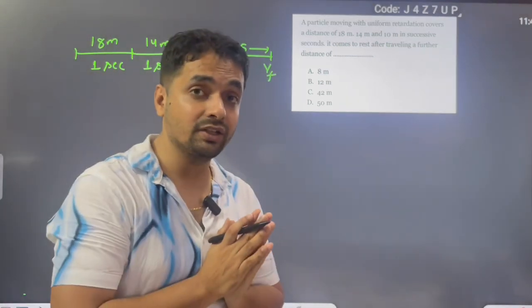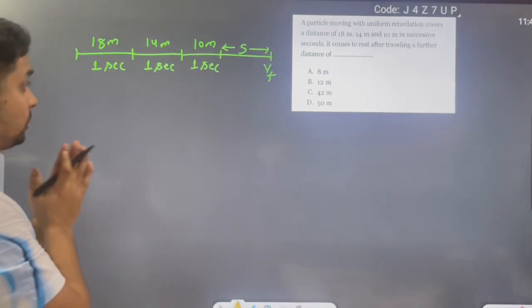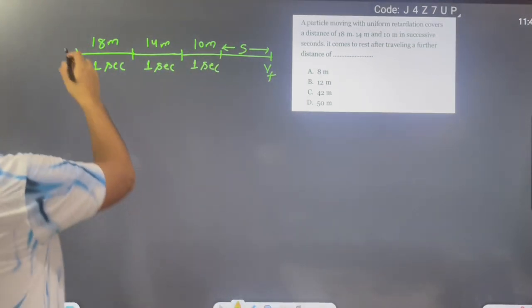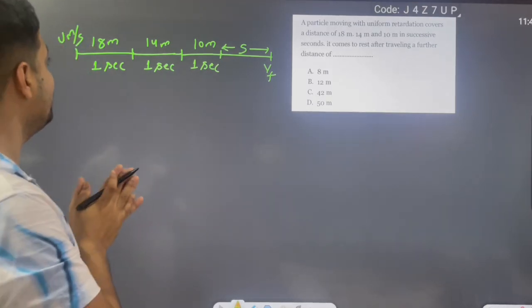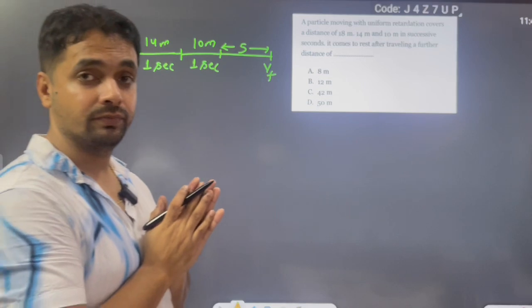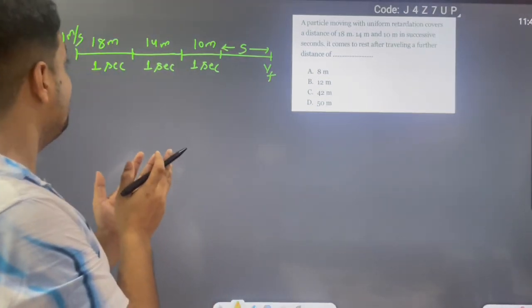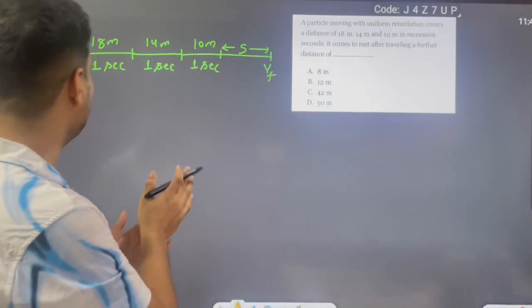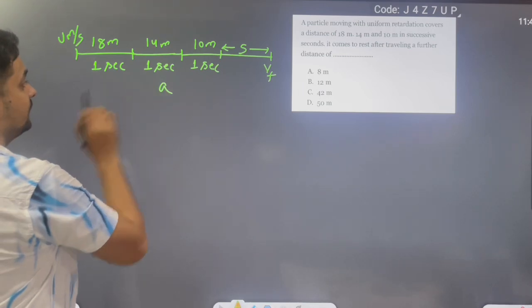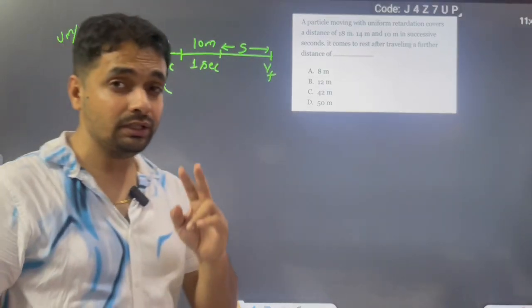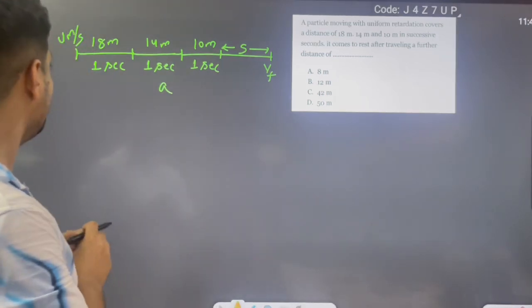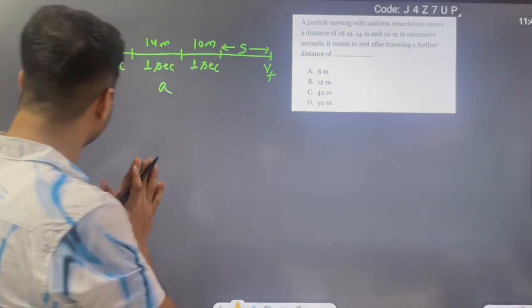Now how to find the total displacement? For that, we should know the initial velocity U meter per second, which we don't know. And we should find the retardation value. It is uniform retardation, but we don't know the value, so we have to find the A value also. To find the two values U and A, we need at least two equations. So we can write those two equations using the motion equation again.